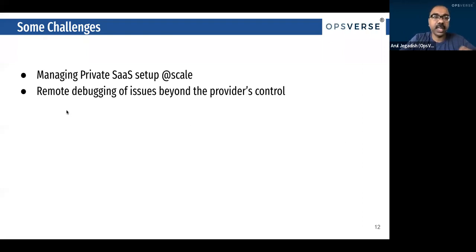Plus, at times remote debugging of issues is also difficult, especially when it is beyond the provider's control. And here at OpsVerse, these are the areas where we have spent a lot of engineering effort to solve these problems, and to an extent, we already solved them. So if you're considering a private SaaS vendor, these are the areas you have to check to see whether they have mechanisms in place to address these challenges.